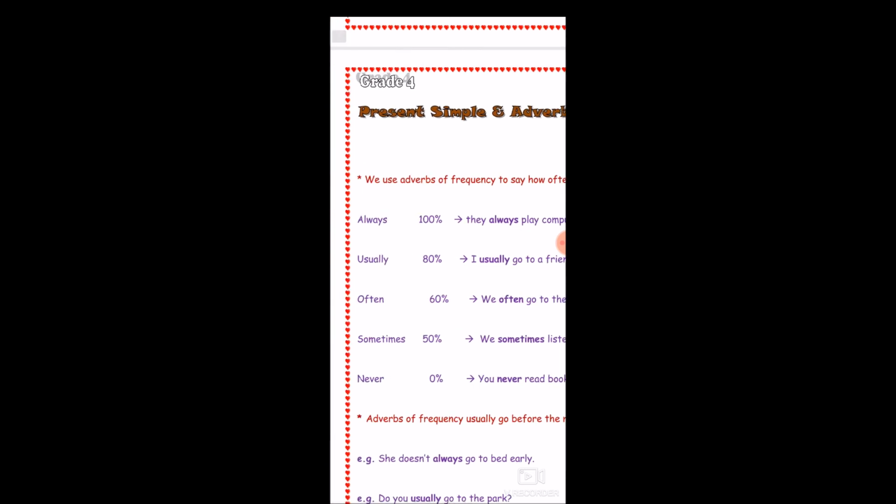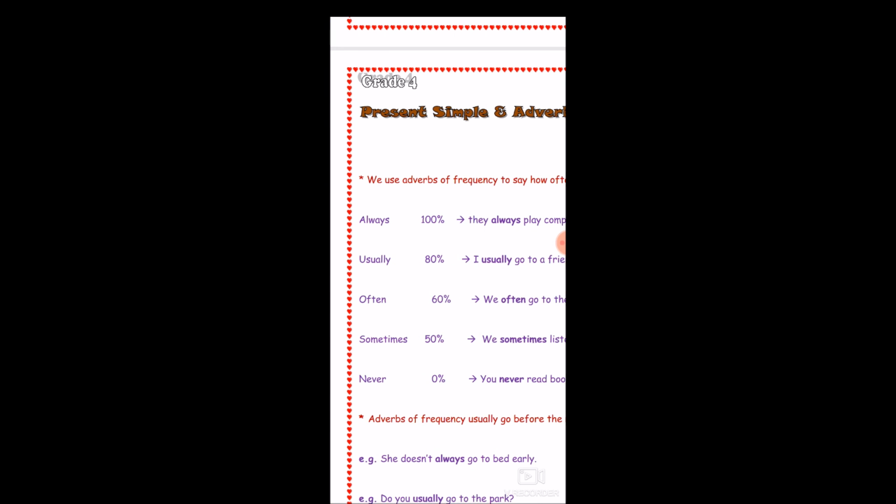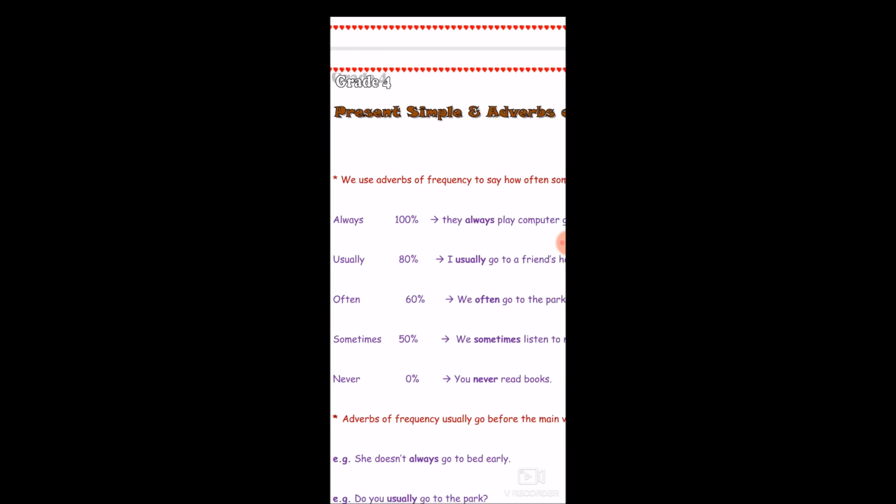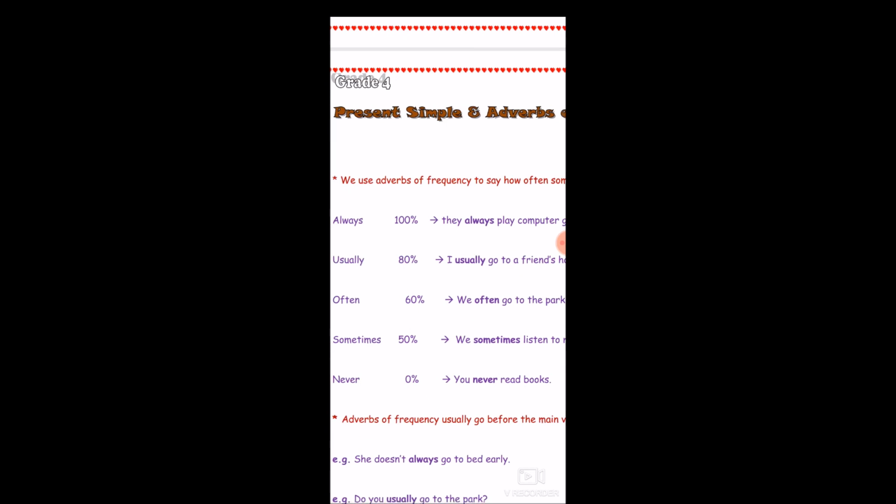If we use usually, that means we do that 80%. If we speak about the days of the week, we can use do that 5 or 6 times a week. I usually go to a friend's house. Often, about 60%, like we often go to the bar. If we go to the bar 4 days a week, it's something we do often.